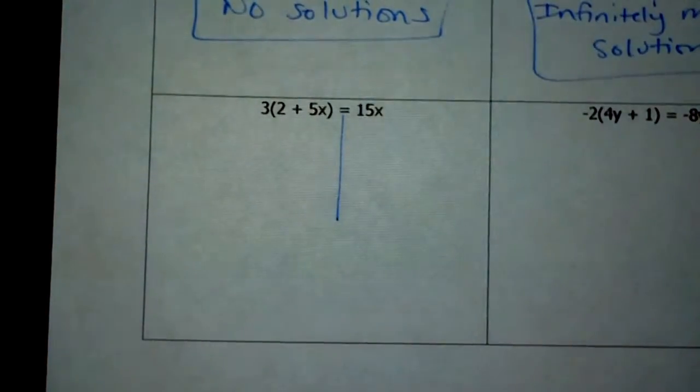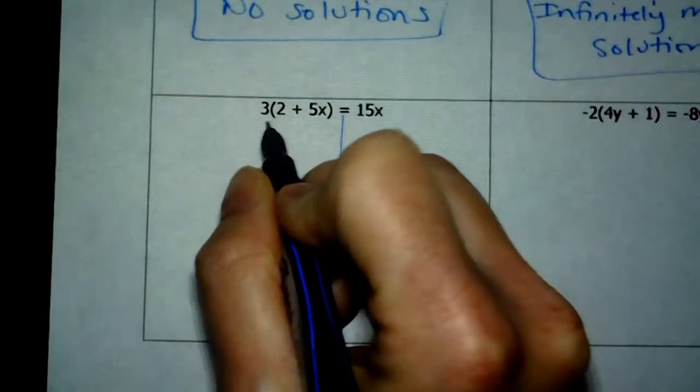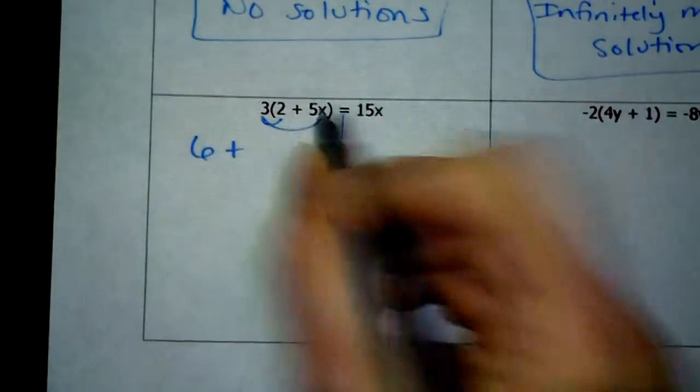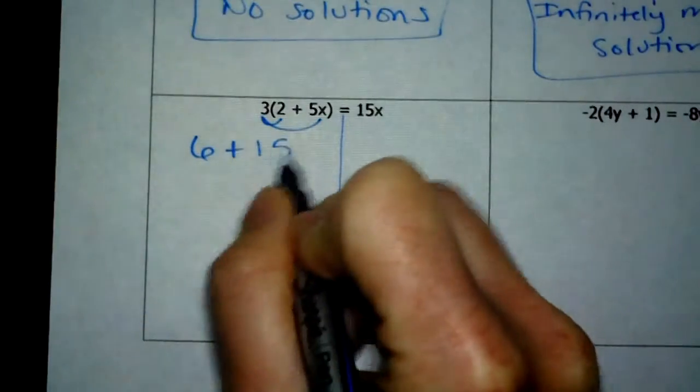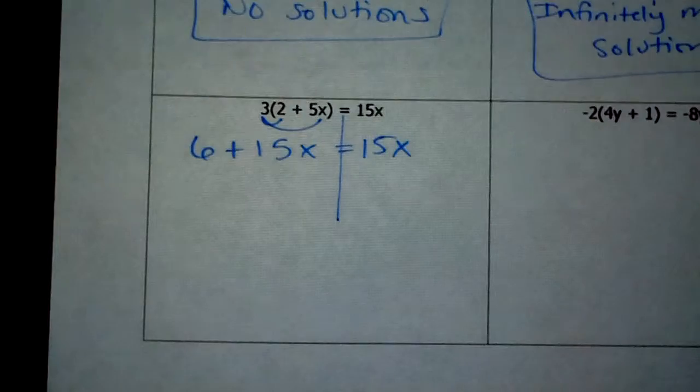And basically, if you see parentheses, that just means we need to distribute before we solve. So this 3 is right next to the parentheses. That means I want to take 3 and multiply it by the 2, which is 6. And I want to take 3 and multiply it by the 5x, which is 15x. And I'll bring down the rest of it. So right here, yep, we still have a double-sided equation.